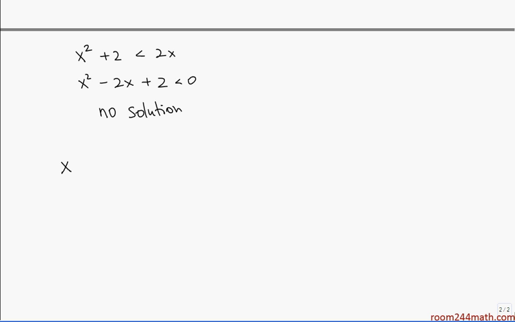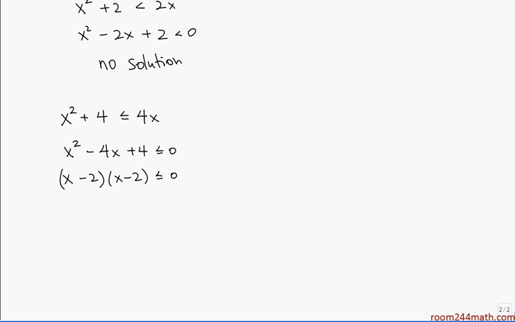All right, a slightly different special case. Let's say we have the inequality x squared plus 4 is less than or equal to 4x. All right, let's bring everything over to the left-hand side. x squared minus 4x plus 4 is less than or equal to 0. This factors, and the two factors are the same, x minus 2, x minus 2.